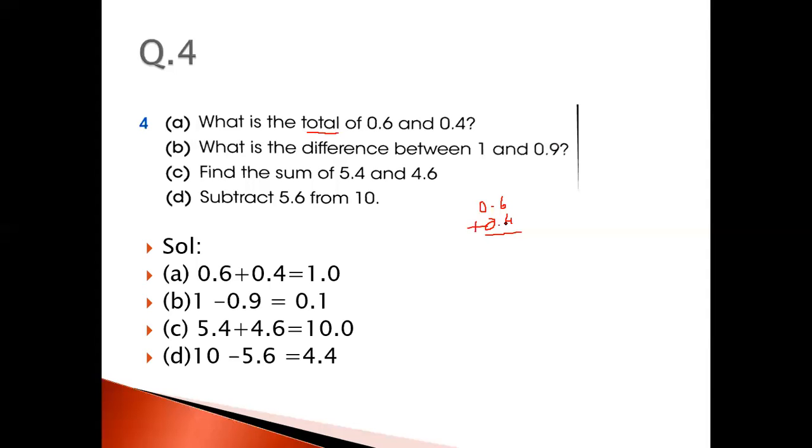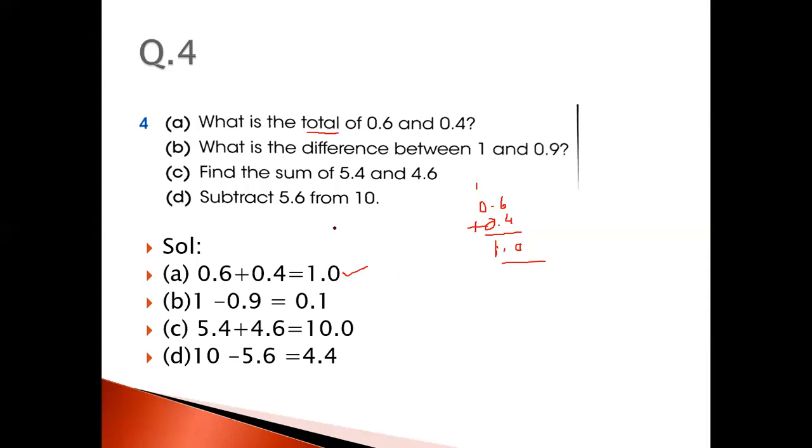6 plus 4 will be 10, 0 here, 1 here, and 1 plus 0 will be 1, 1 here. The decimal should be below the decimal, so don't forget to put the decimal in the answer. 1.0 is our answer, which is equal to, as you can see here, 0.4 plus 0.6 is equal to 1.0.